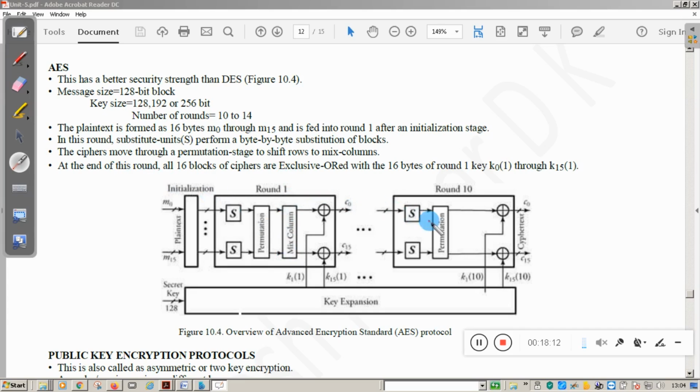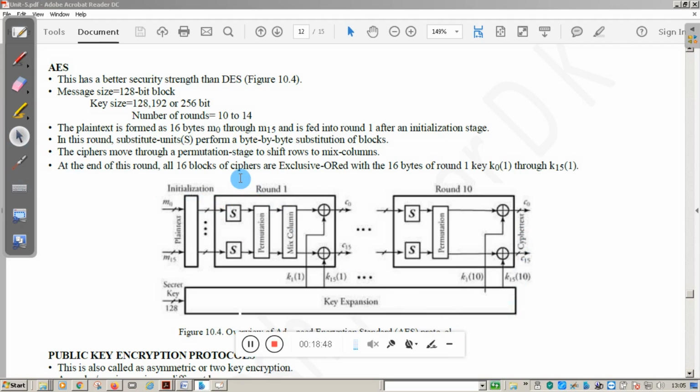At the end of the final round, the ciphers are exclusive ORed with the 16 bytes of round key, from round key 1 through round key 15. So it is exclusive ORed with the different round keys in order to provide the ciphertext. This is the working of the Advanced Encryption Standard.